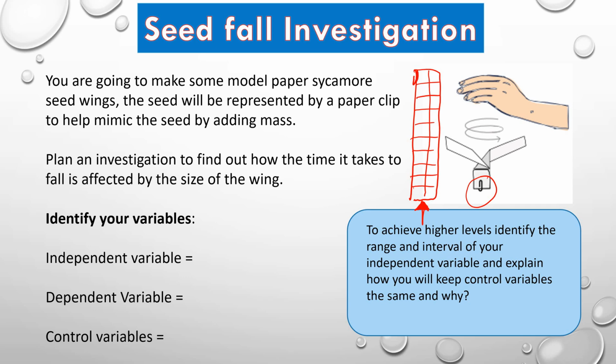When we calculate our average, we make sure we ignore any anomalous results, or we repeat them if we've got time to do that. And then we will be drawing a graph from this data, so have a little think about what type of graph it's going to be.